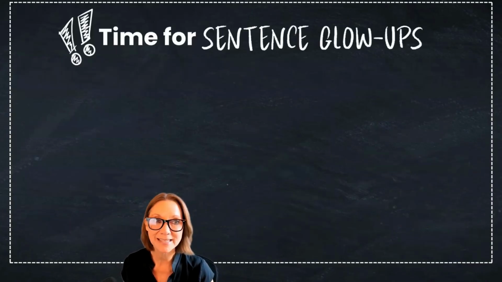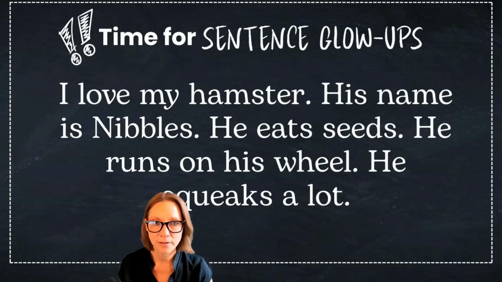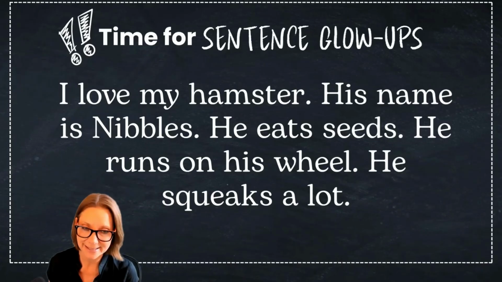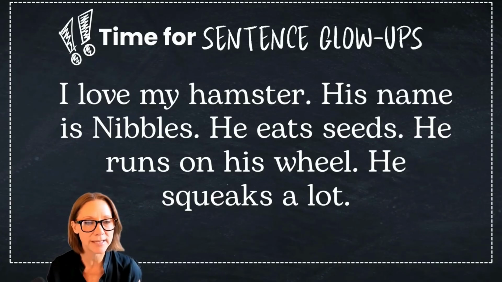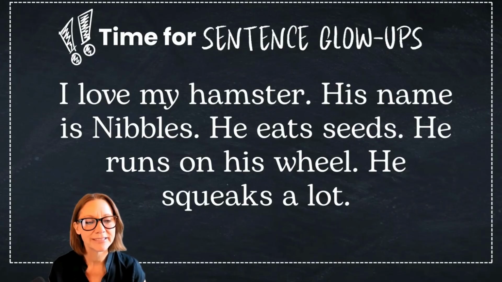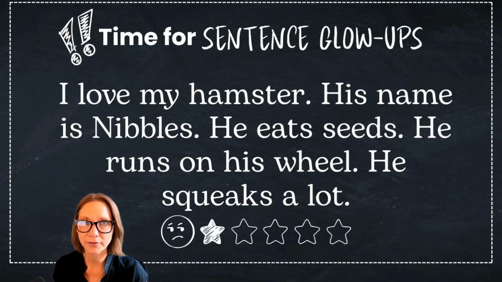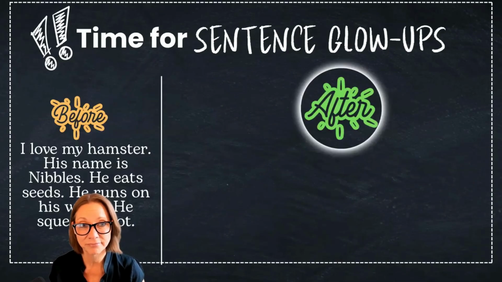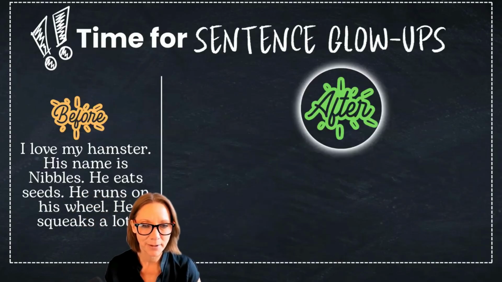Let's do some sentence glow ups. So let's start with this one and talk about a hamster. I love my hamster. His name is Nibbles. He eats seeds. He runs on his wheel. He squeaks a lot. So this one, kind of boring for your reader, right? We have too much of the same. It's too much salt. So let's glow this sentence up into a better paragraph.